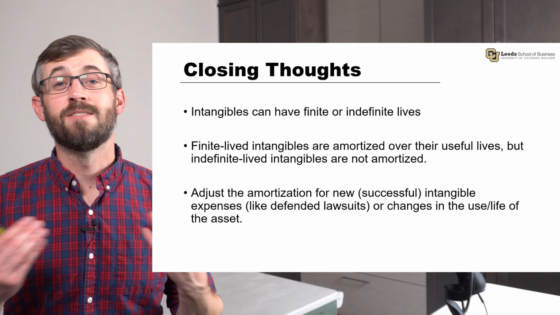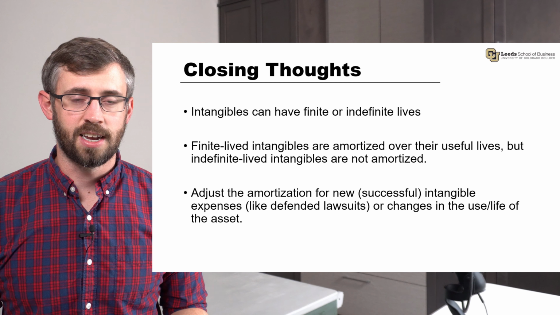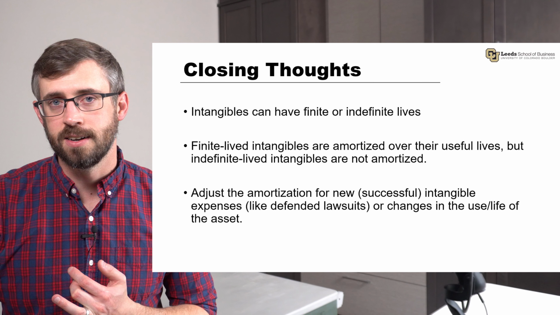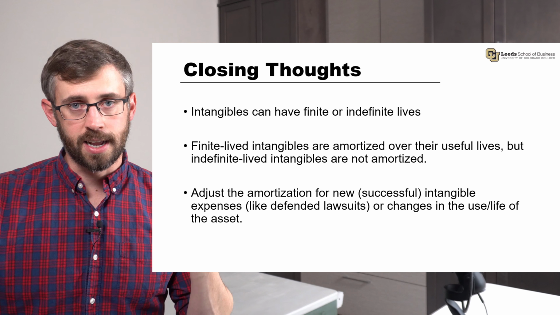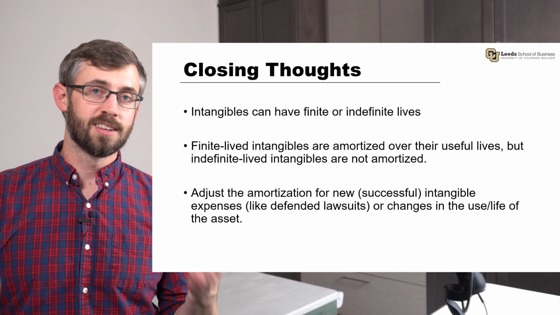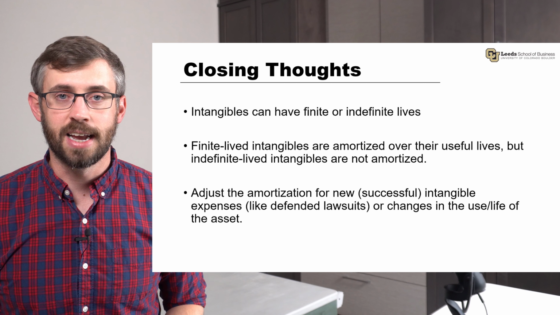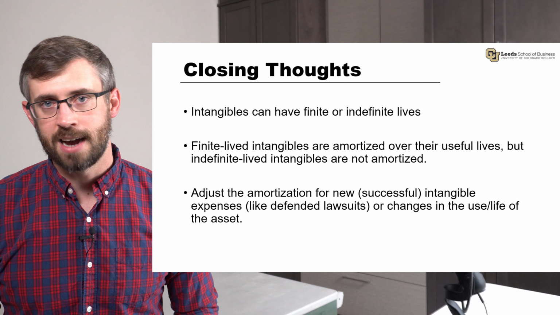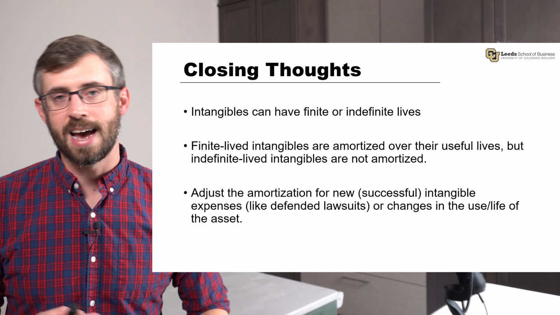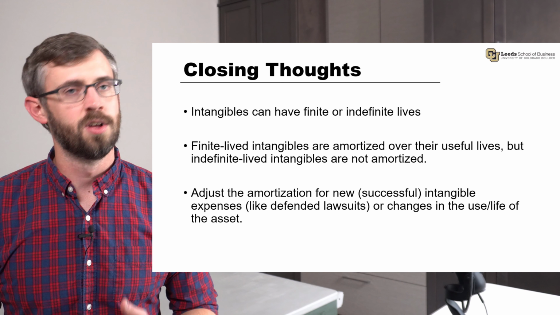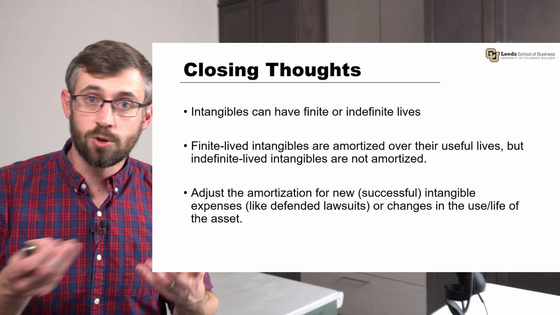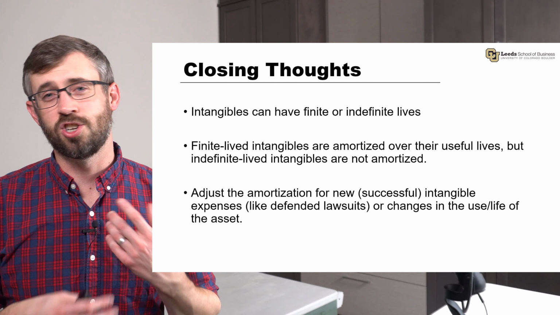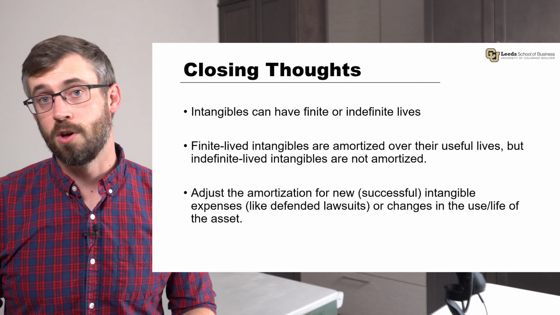And finally, we sometimes have to adjust our amortization for new information, just like we did for PP&E. If we successfully defend a patent, that will get allocated over the remaining life. If we unsuccessfully defend a patent, then we have to take the expense immediately. If we change the useful life of our asset or we switch from indefinite to a finite lived asset, that's going to change our amortization schedule. We could change our useful lives. We could change our residual values if for some reason that comes up. So things can change, and we're going to adjust just like we did for our long-term fixed assets.